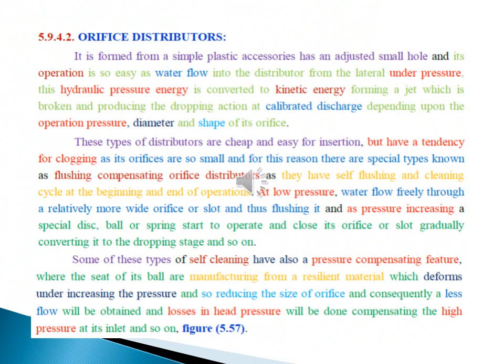Orifice distributor. This is formed from simple plastic accessories that has just a small hole, and its operation is so easy also, as water flows into the distributor from the lateral under pressure. This hydraulic pressure energy is converted to kinetic energy, forming a jet, which is broken, producing the dripping action at a calibrated discharge depending upon the operating pressure, diameter, and shape of the orifice.